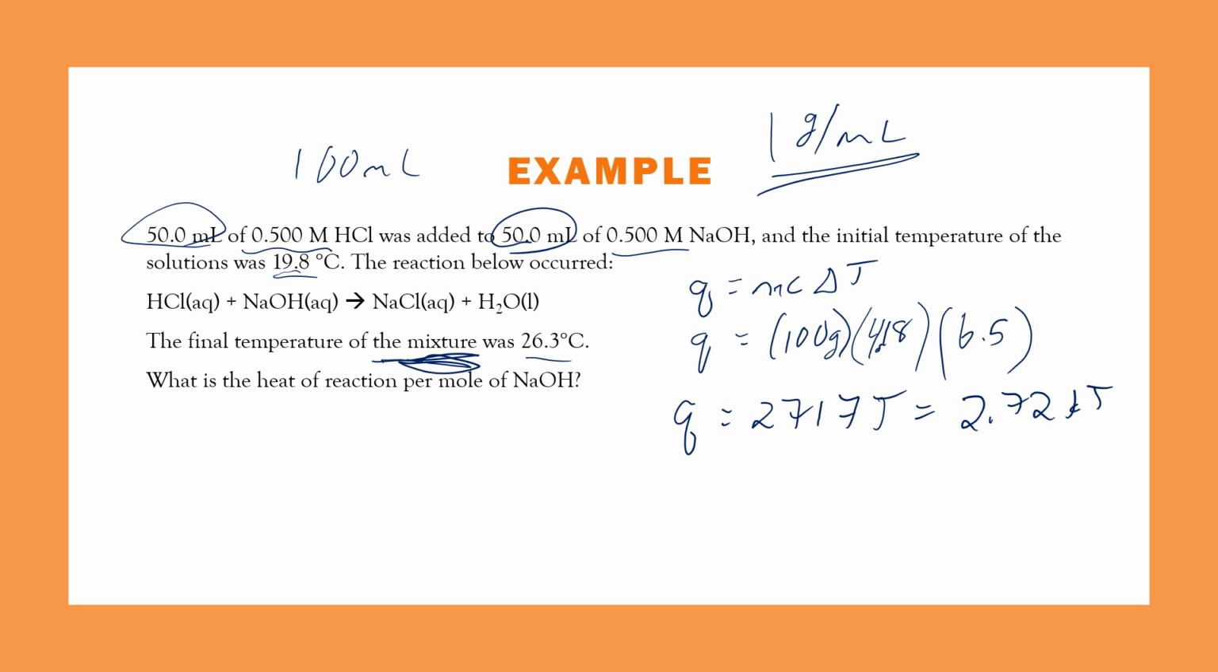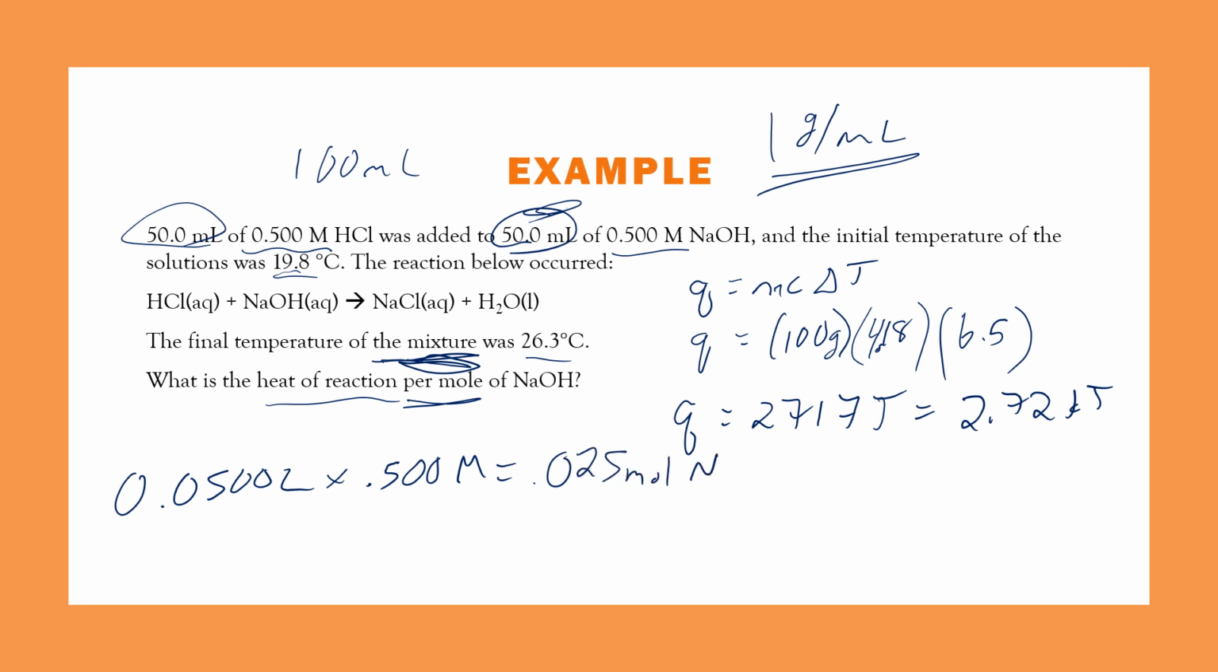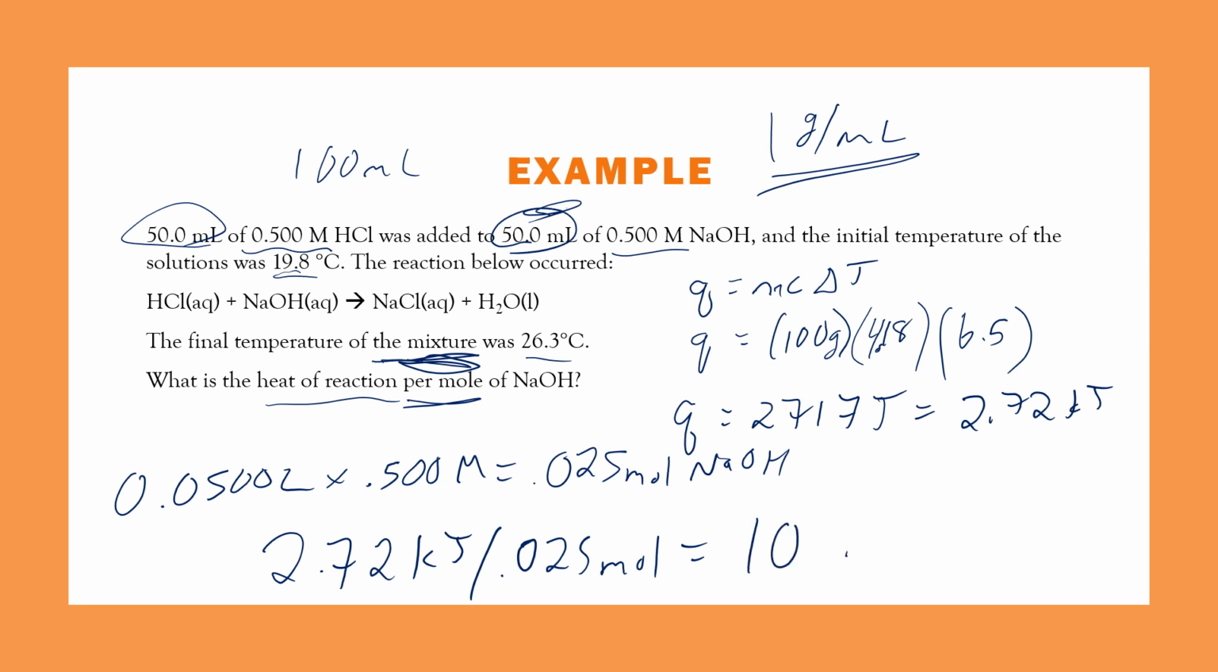Then it wants a heat of reaction per mole. So we need to calculate the moles of NaOH. We have 0.0500 liters. Milliliters needs to change to liters. Times the molarity will give us moles of the sodium hydroxide, 0.025 moles of the NaOH. So I can divide 2.72 kilojoules over the 0.025 moles, and that will give me 108.8, so 109 with 3 sig figs, 109 kilojoules per mole for the NaOH. And so that is our heat of reaction per mole of sodium hydroxide.